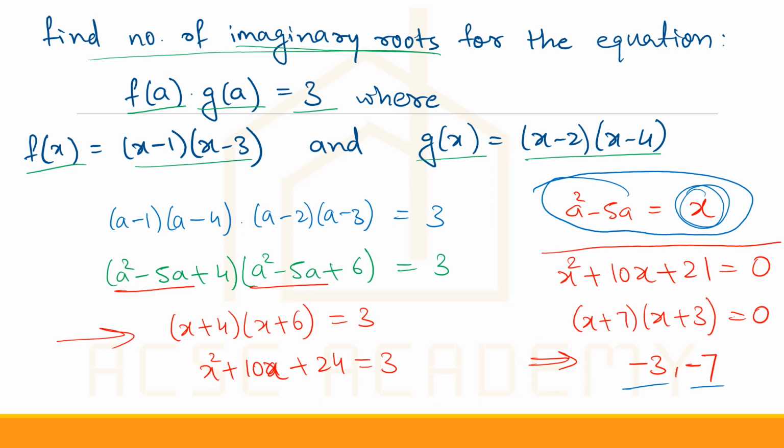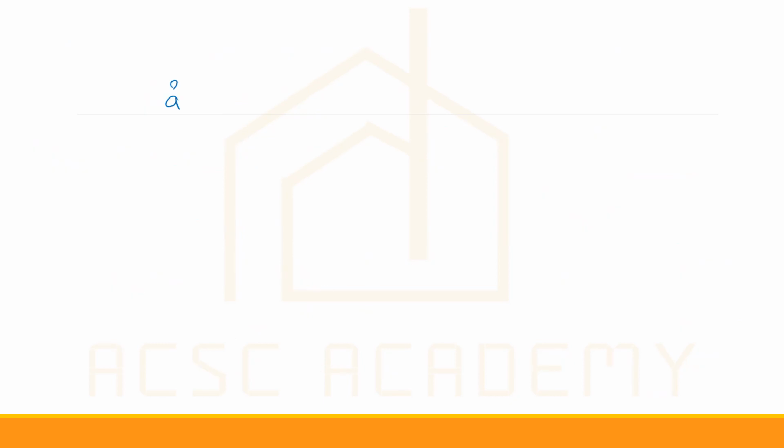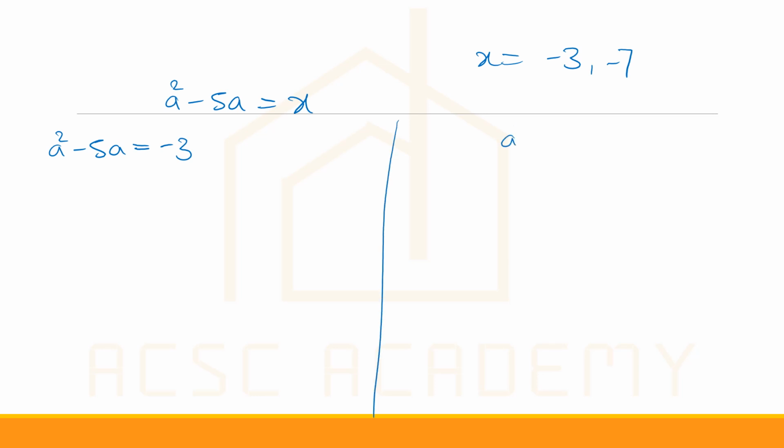So now let us substitute these two values of x over here and see what value of a we get. So a squared minus 5a equal to x was there, and for x we got two values, minus 3 and minus 7. So let us independently substitute both of them and see what a we get. a squared minus 5a equal to minus 3, and a squared minus 5a equal to minus 7. So these are the two quadratics we get again.